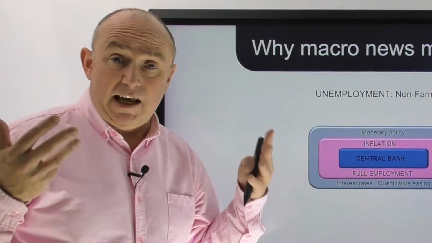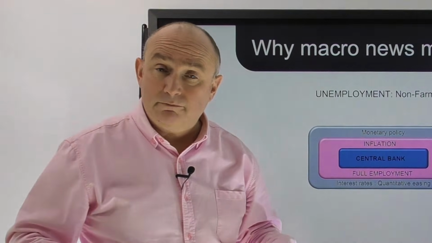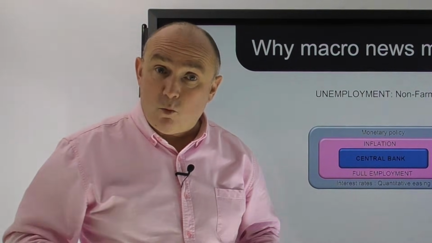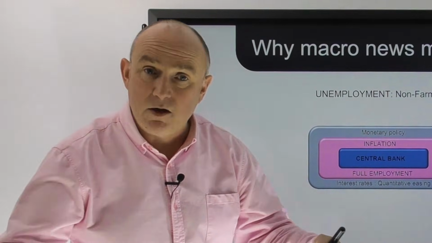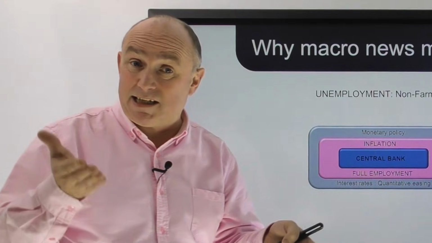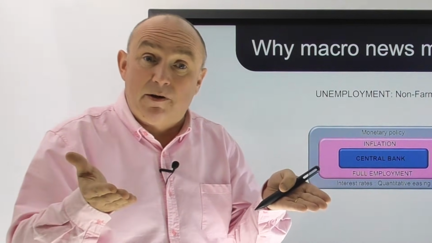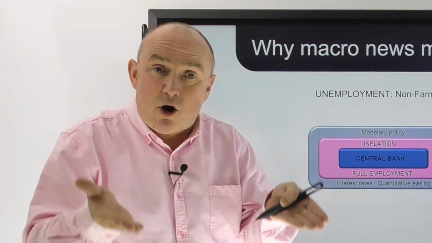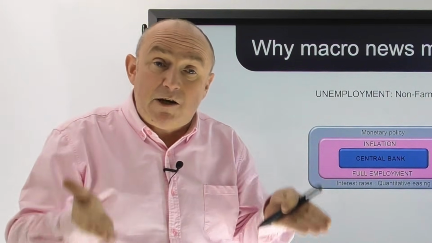Clearly, if people are in work, people are earning money. If people are earning money, what are they doing? They're spending money. And if people are spending money, what is the tendency to happen to prices? Prices go up. Remember, prices are inflation. The central bank then sees prices going up, inflation going up. They may have to react by moving interest rates up.